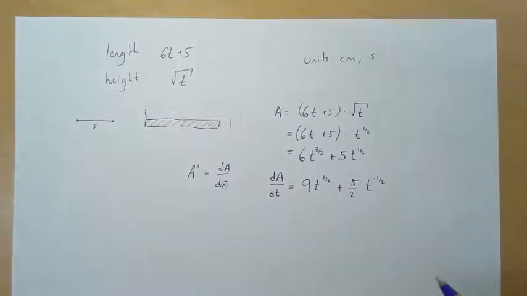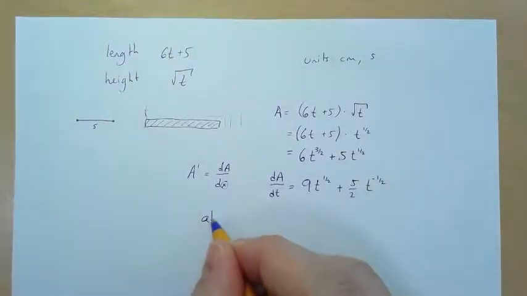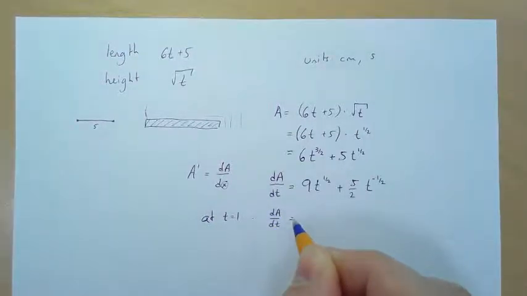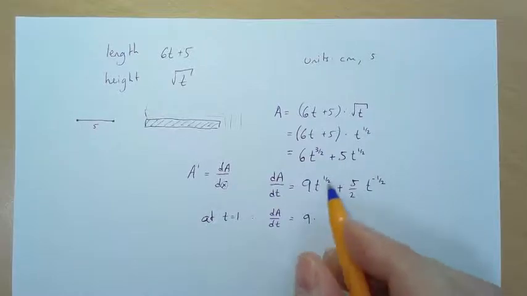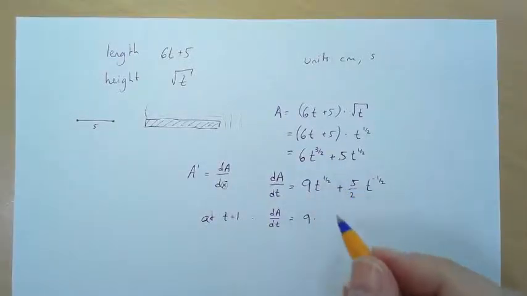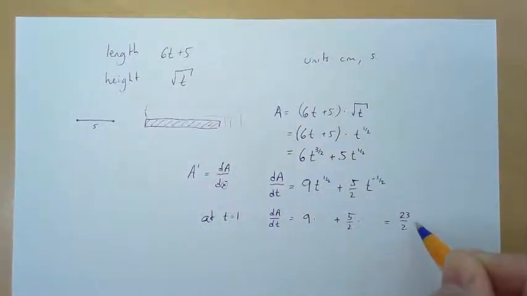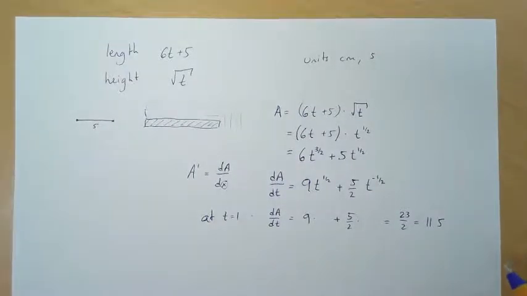Let's just take an example. At t equals 1, dA dt is 9 times 1, square root of 1 is 1, plus 5 over 2 times 1 over the square root of 1, which is 1. So at this point, my rectangle is growing at a velocity of 23 over 2, which is 11.5 square centimeters per second.